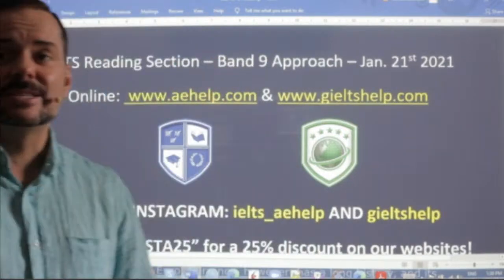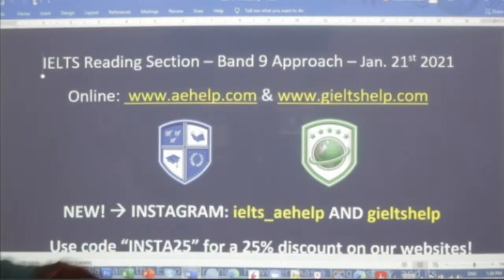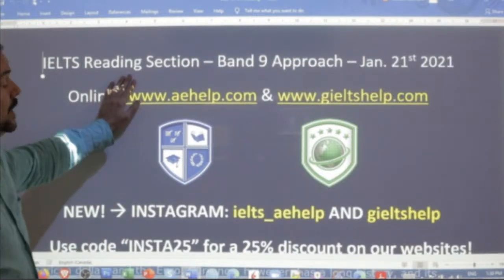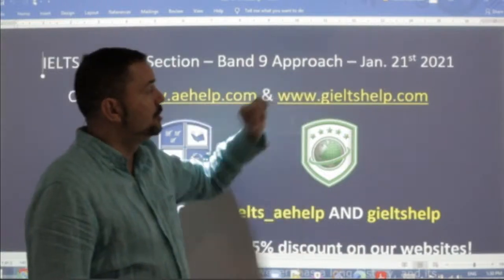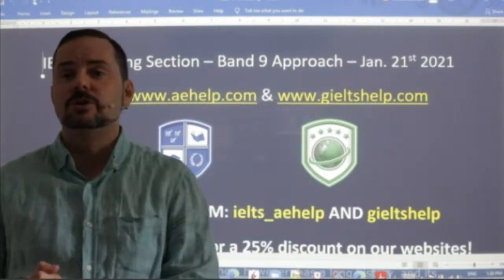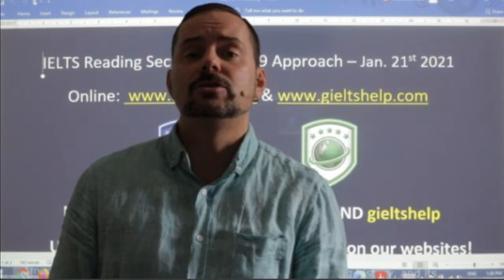For now, in this class, we are looking at the reading section, and we are going to discuss how to get a Band 9, what is the correct approach to do that, and we will use our materials to practice.